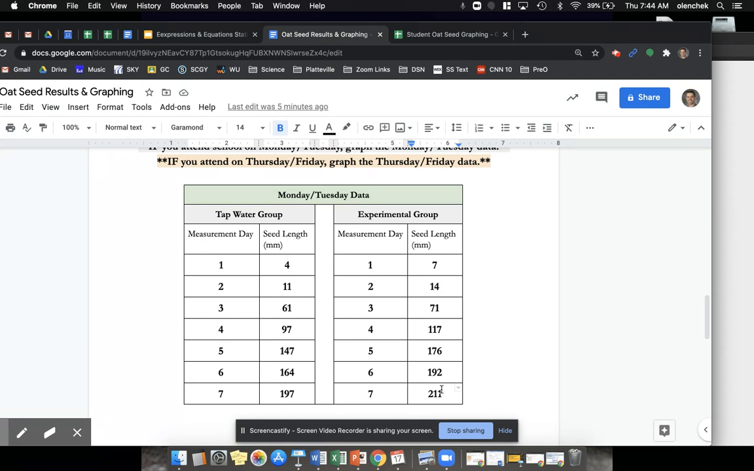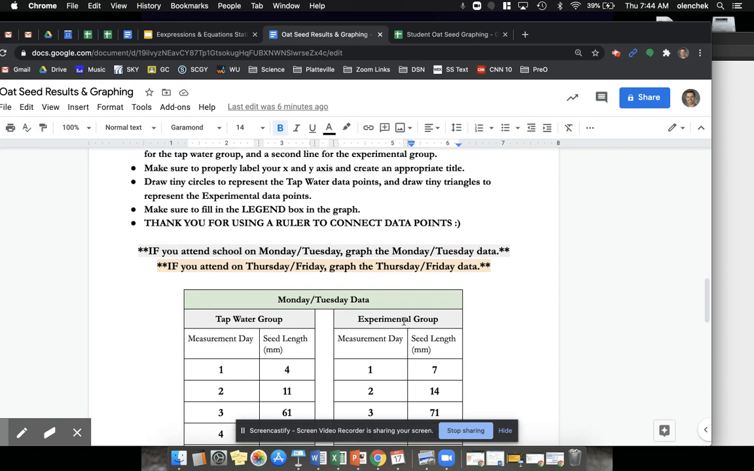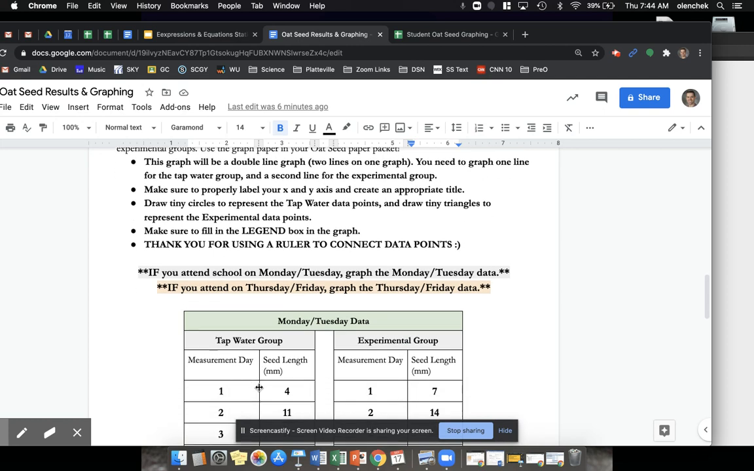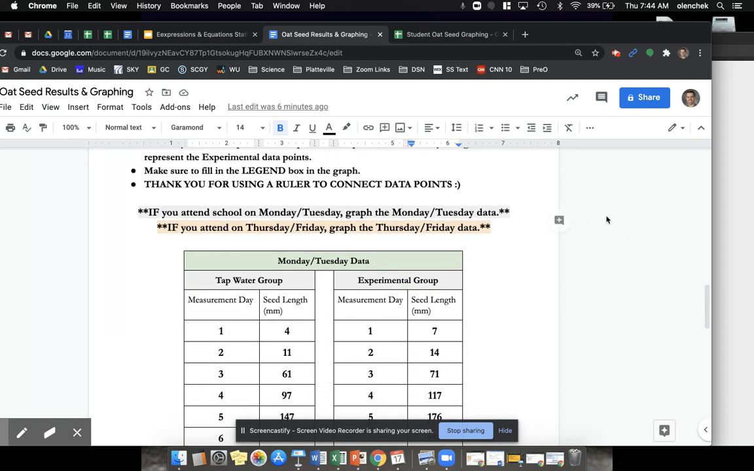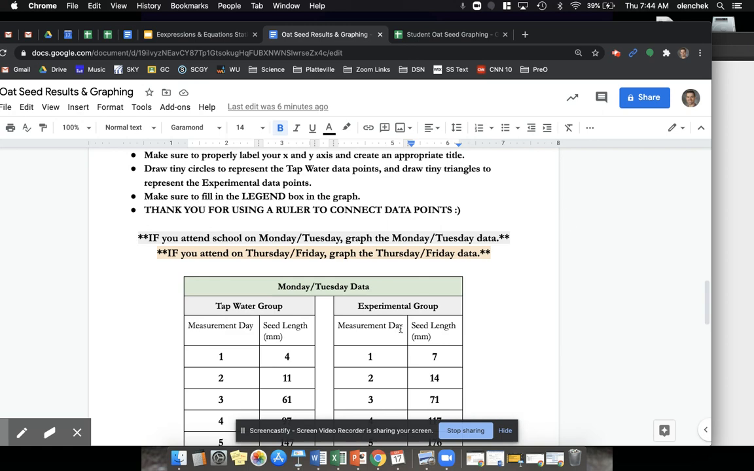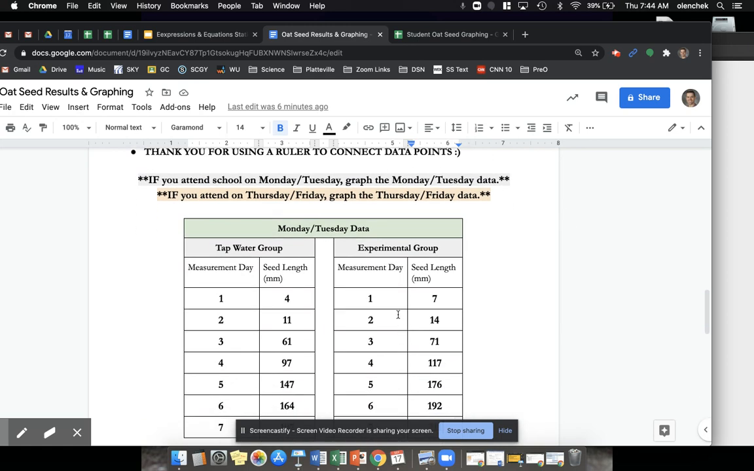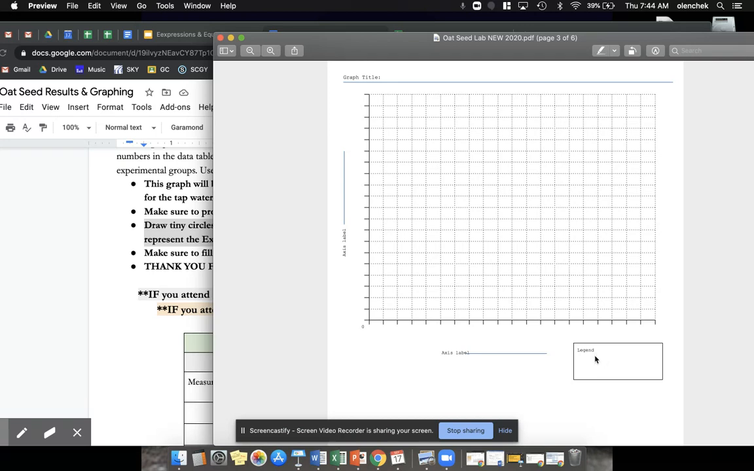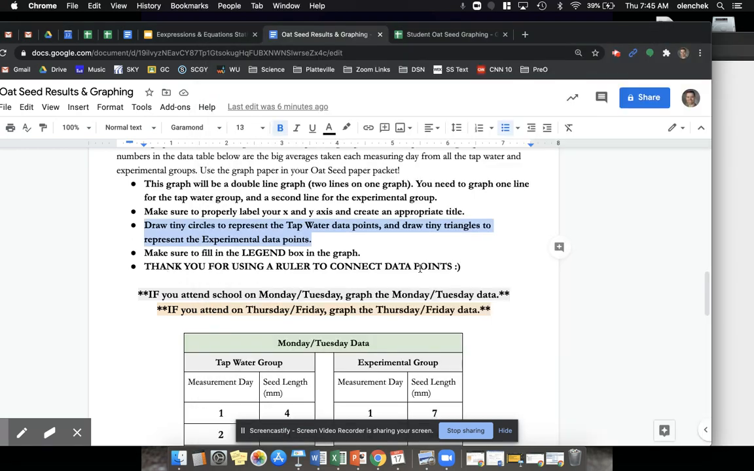After you have your scale and your x and y axes, you can begin to plot your data points. Since you have 2 different lines, and maybe you don't have 2 different colors at home, what you can do with the tap water points is fill in the data points with a small circle. And then with the experimental line, do little tiny triangles. That's what it states right here. And you want to tell me that in the legend: small circles are tap water points, small triangles are experimental points. When you connect the dots or the triangles, use a ruler or a straight edge, please.